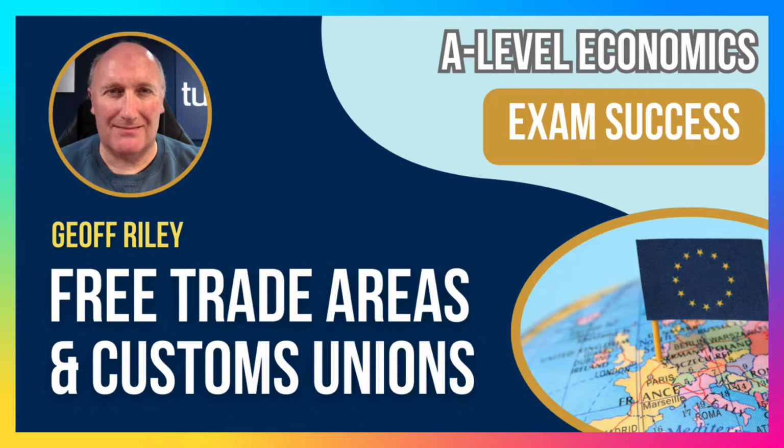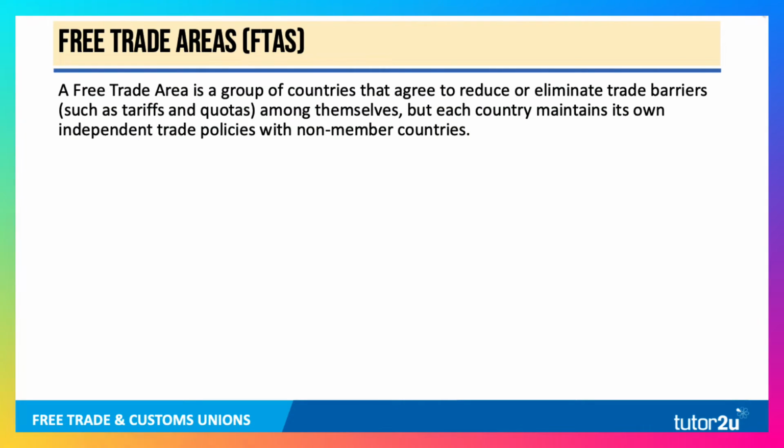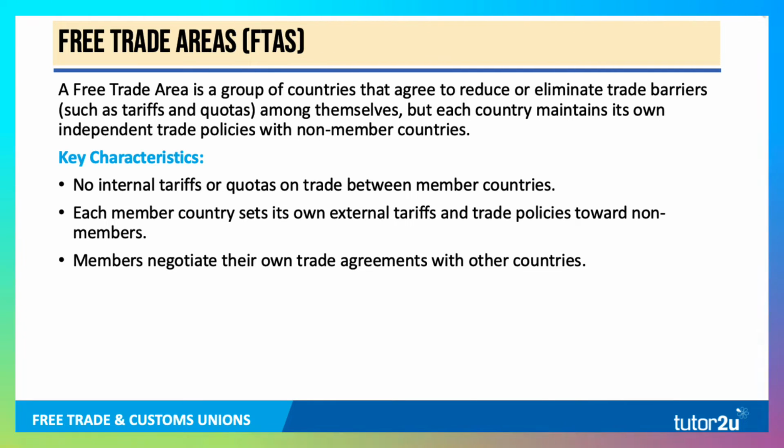Okay, in this video we're going to take a look at the really crucial difference between a free trade area and a customs union. Now, a free trade area, FTA for short, is where countries come together to agree what is hopefully a mutually beneficial reduction or elimination of trade barriers such as import tariffs or quotas. But each country maintains their own trade policies with non-member countries. So the idea is to bring down tariff walls and non-tariff barriers between member countries within the FTA, but each country sets their own external tariffs towards non-members so they can negotiate their own trade agreements with other countries.